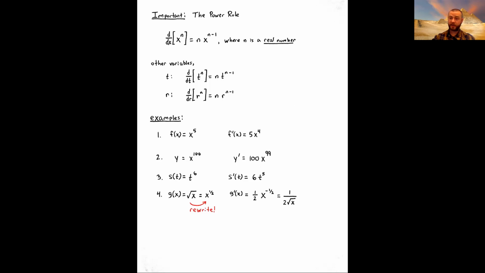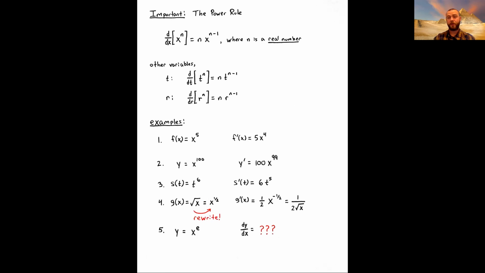All right, let's take a look at another example. All right, pause and give yourself an attempt at this. See what you can determine for the derivative of x to the e power.